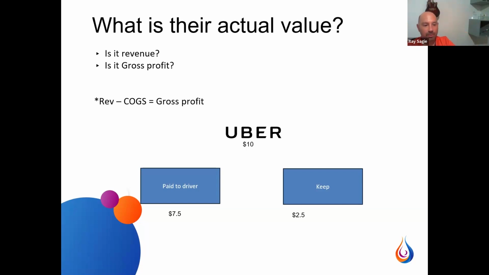But if you're in Uber, for example, which we'll show in this slide, the drivers are the cost of goods sold. They have to pay the driver for getting you from point A to point B, and they're left with the $250 out of the $10 ride. So the $10 is the revenue, the cost of goods sold is the $750 paid to the driver, and the $250 they keep as gross profit. That's the value they get from that ride.